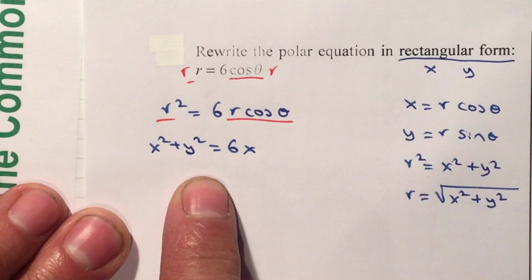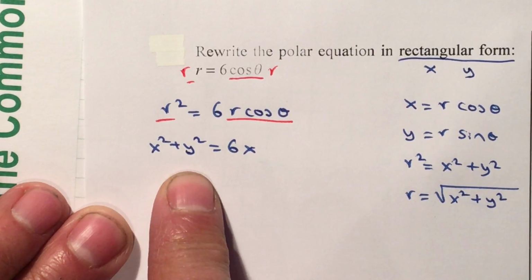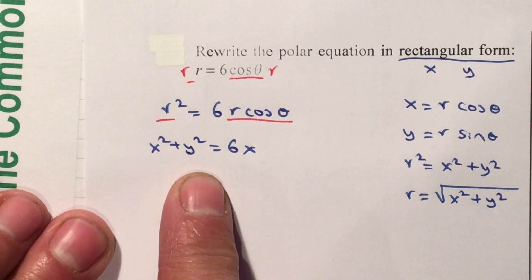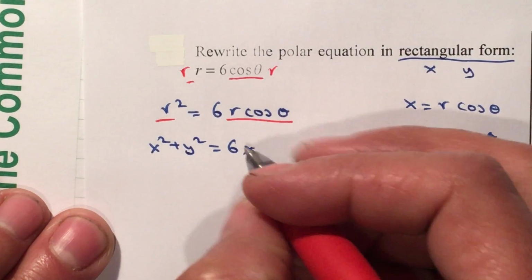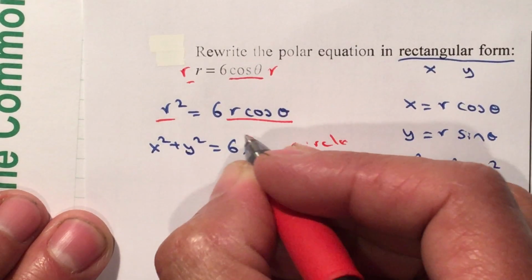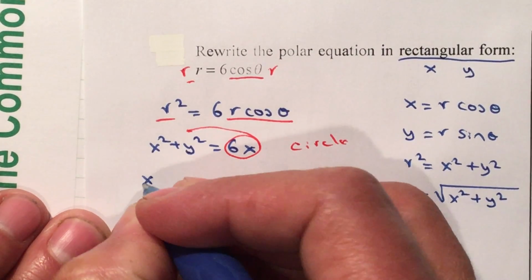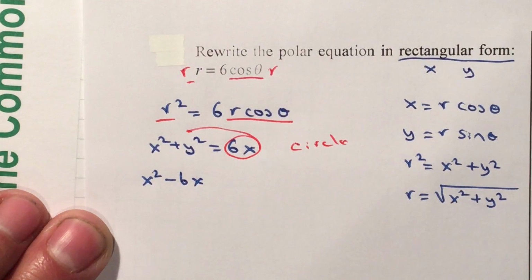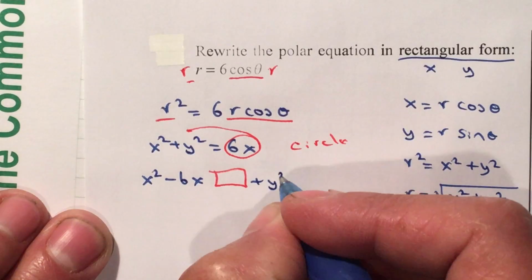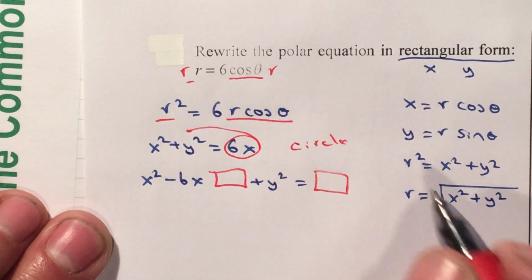So this is in rectangular form. I just need to put it into the right format. Notice that they're both squares, so therefore this will be a circle because they have the same coefficient and they're both positive. So I know that this should be a circle. I'm going to move my 6x to the left because it's negative, and I'm going to complete the square for the x. x squared minus 6x, leave some space, plus y squared is equal to, and whatever number I add here, I'm going to add on the other side.